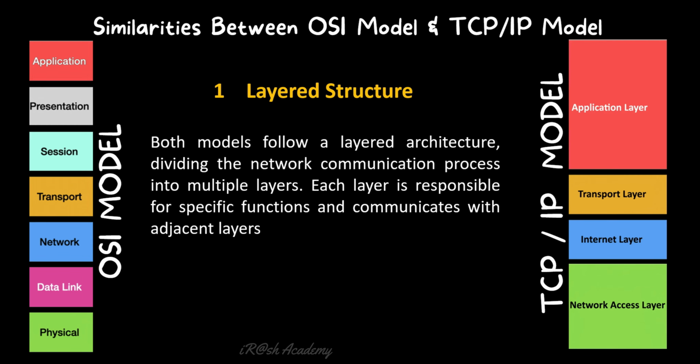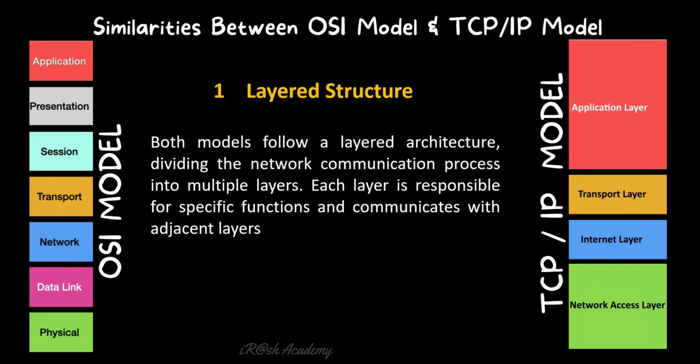Both models follow a layered architecture, dividing the network communication process into multiple layers. Each layer is responsible for specific functions and communicates with the adjacent layer. On the screen, you can see both models follow a layered architecture. The number of layers is different, but both follow the layered approach. In the OSI model there are 7 layers, and in TCP/IP there are only 4 layers. Even though the number of layers is different, their functionality is almost the same.